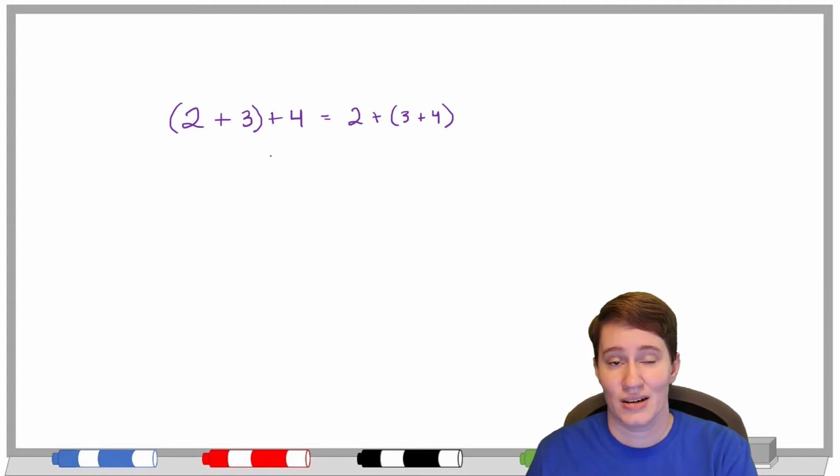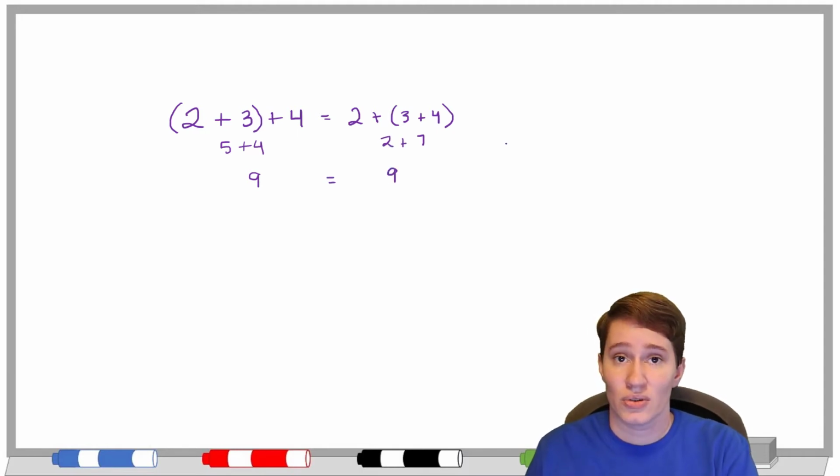Or does it matter? If we choose to do 2 plus 3 and then add 4 to it, does that give us the same result or a different result as if we do 3 plus 4 together and then add 2? Well, let's see. This would be 5 plus 4, which is 9. This would be 7 plus 2, which is also 9. So those are the same.